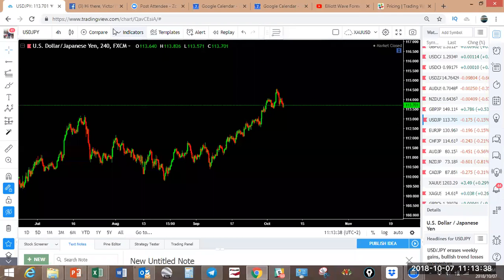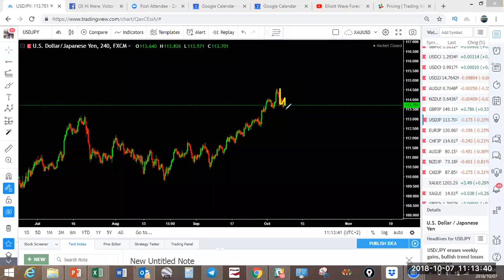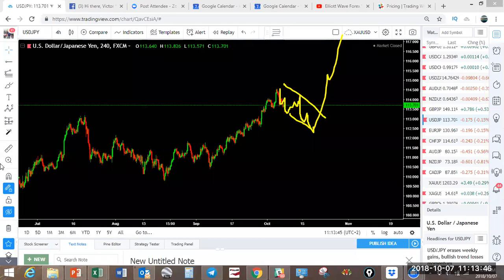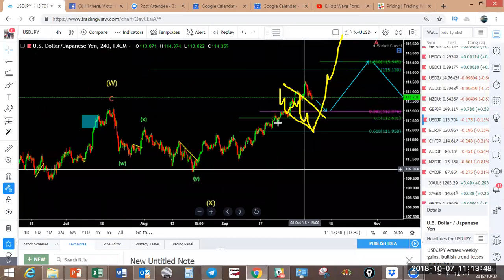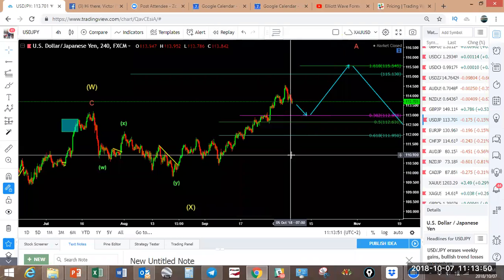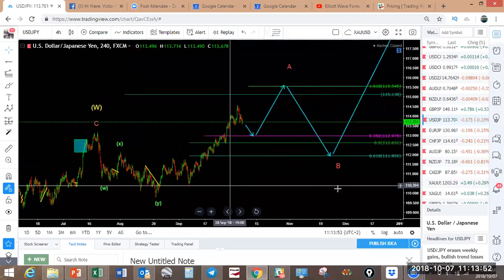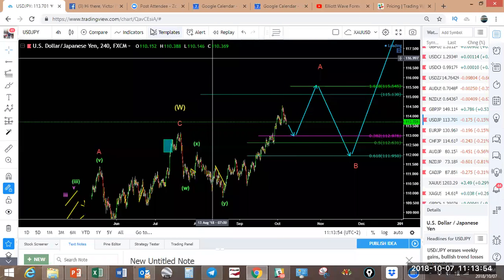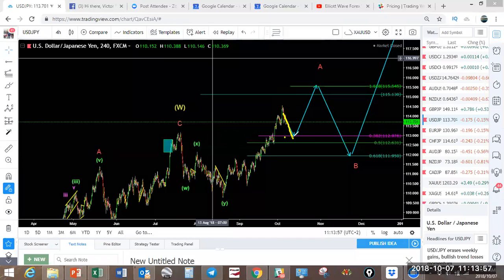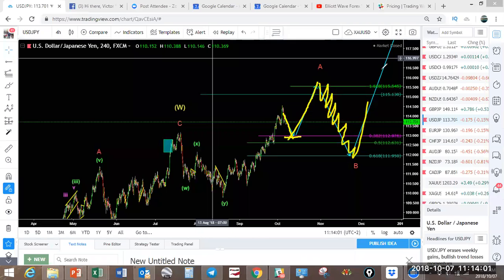I'm looking for a corrective structure, a deeper corrective structure from where we are now, for it to push higher. There's a reason for that. Wait for it to correct, pull back. I'm waiting for the pullback here in this area. You can see all the forecast here. I'm looking for this one to retest around this area, push back up to complete that wave, and push higher.